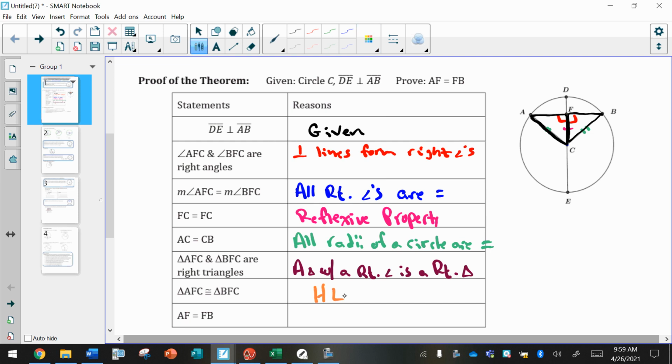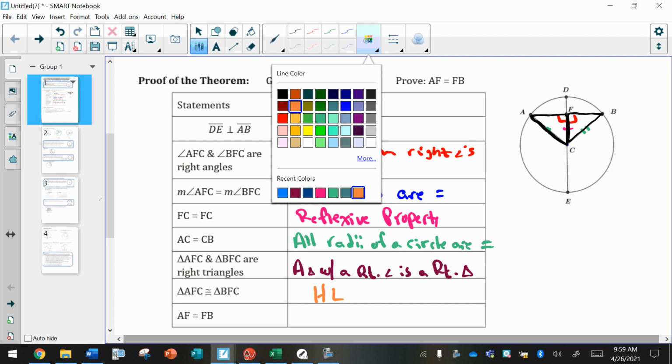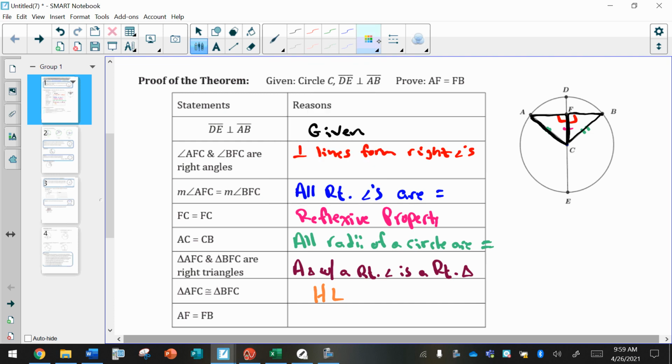And we're trying to prove that AF is congruent to BF. We're trying to prove that when the diameter is perpendicular to the chord, it bisects the chord. And now we are all set because by corresponding parts of congruent triangles are congruent, I can get AF congruent to FB. Corresponding parts of congruent triangles are congruent. CPCTC.